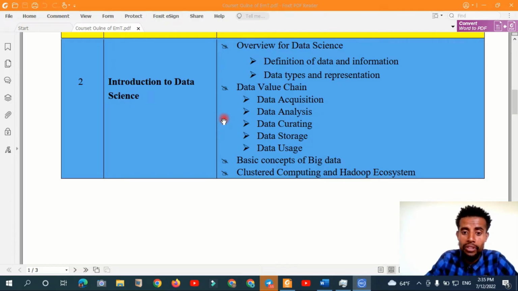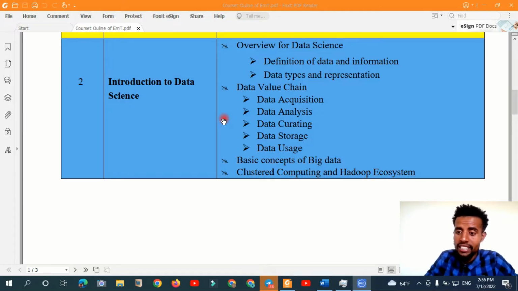Then we'll see also the basic concept of big data. As the name indicates, big data is data which is very big, or data which is very huge, is called big data. Big data has its own characteristics. So we'll see the characteristics of big data also under these subtopics. Then next to that, we'll see cluster computing and ad hoc computing. These cluster computing and ad hoc systems are a solution for big data.